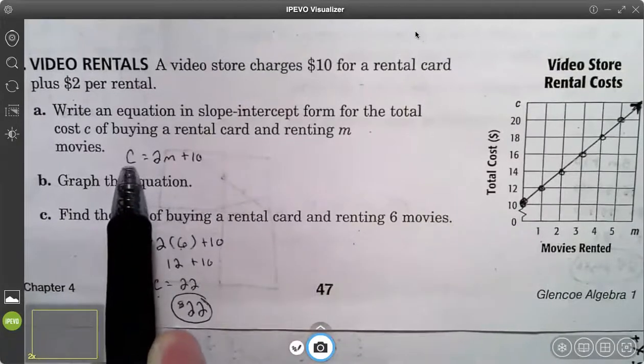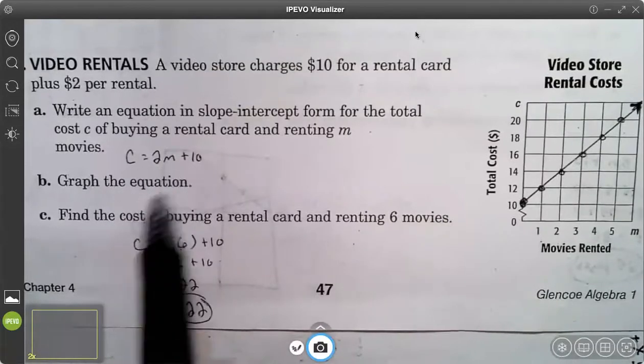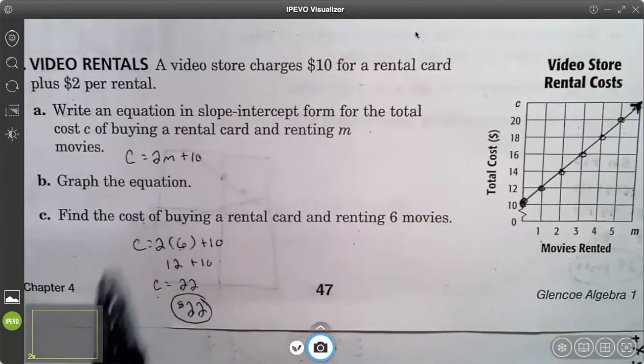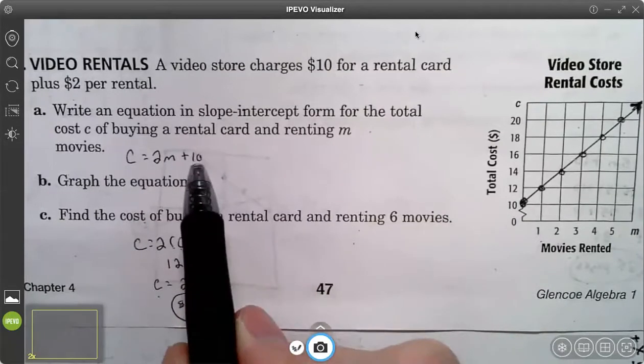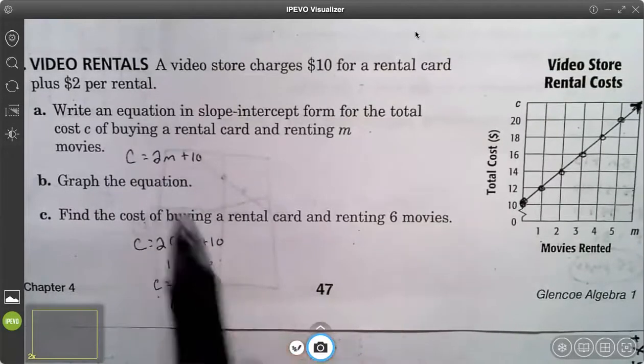It told me to use variables C and M, but it's slope-intercept form just like if that were y and x. Y equals 2x plus 10. It told me to use C and M, so C equals 2M plus 10. My y-intercept of 10 is my starting point. I have to pay $10 up front, plus I pay $2 per rental. I'm going to rise $2 every time I get one rental.